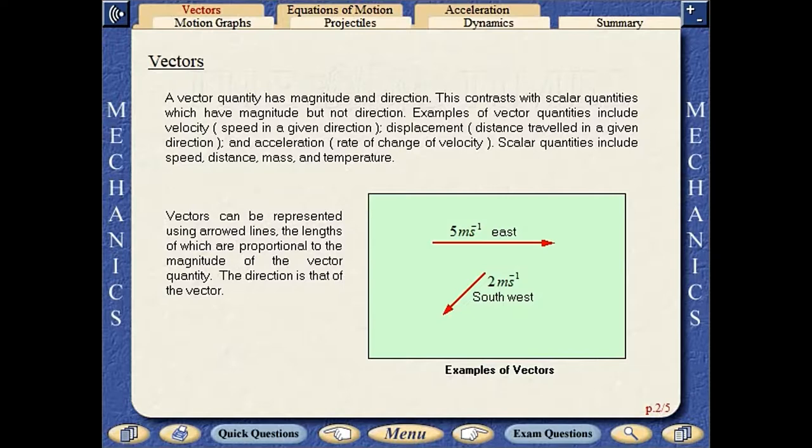Vectors can be represented using arrowed lines, the lengths of which are proportional to the magnitude of the vector quantity. The direction is that of the vector.